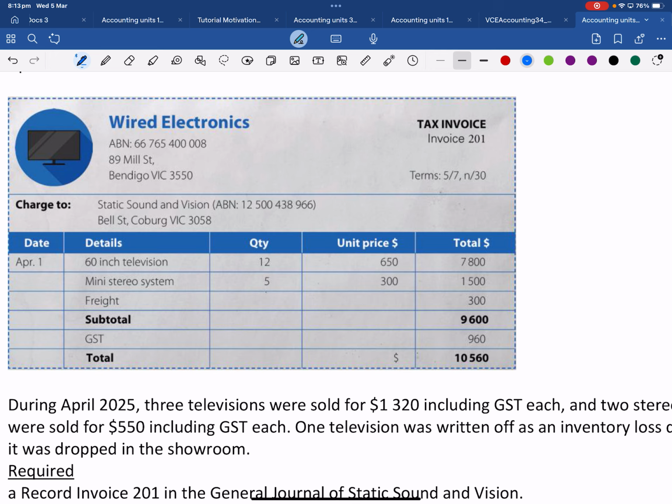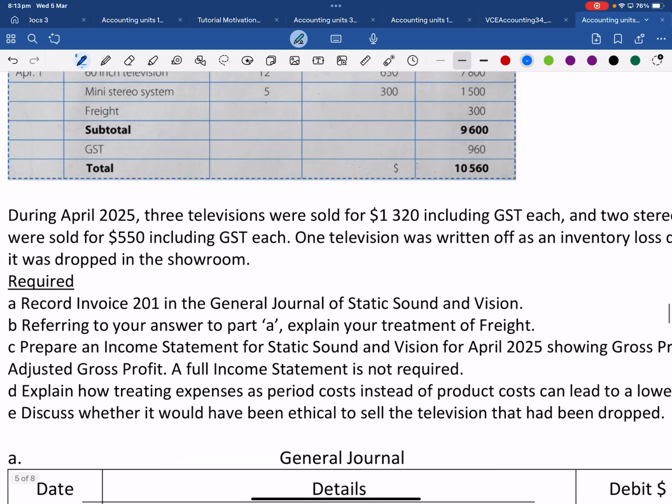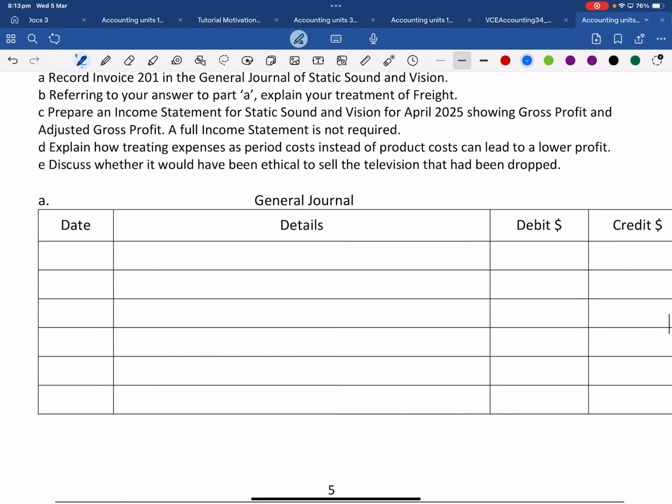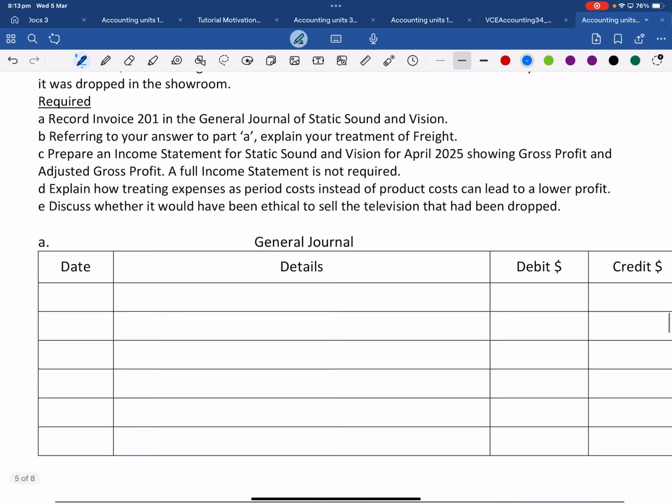Wait, it's not. So is it not included there? Why? Because it's two different things. Two different items are there. One is television, the other one stereo. So that means no. Okay. So then what do you do, guys? You debit the inventory. What's the date?